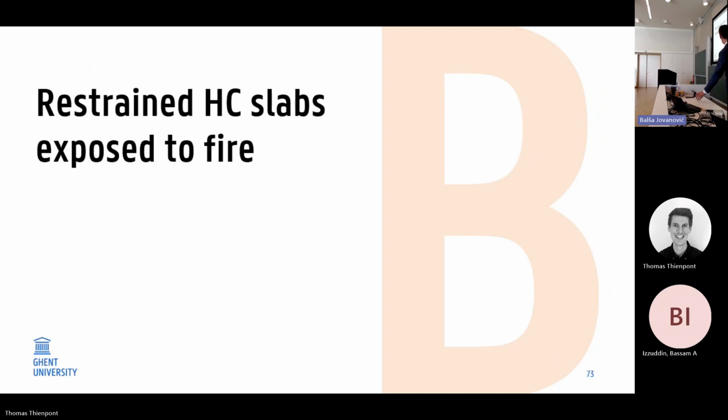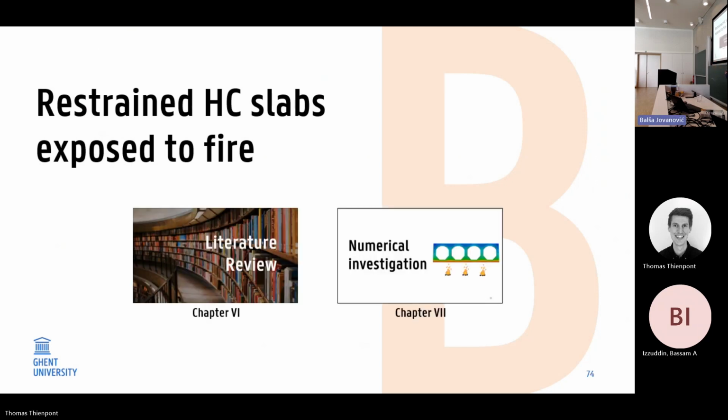In part B, we basically increased the complexity. So we study the same phenomenon, but now we also added the complexity of a fire. And this part is divided into 2 chapters. There's a very brief literature review, which I will cover in 1 or 2 slides, and then there's a more elaborate chapter on, again, a numerical model where we include the effects of a fire.